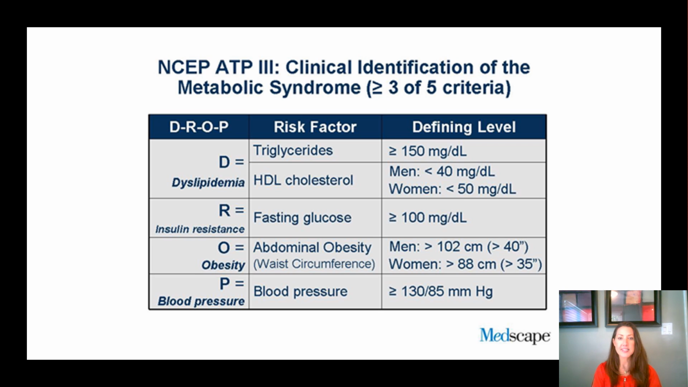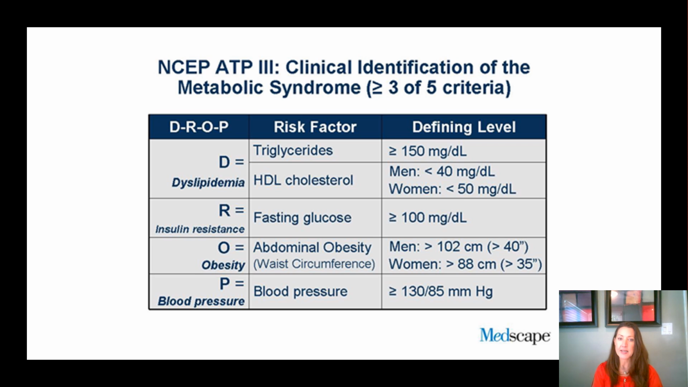And we look at dyslipidemia, so triglycerides and HDL cholesterol. So if your triglycerides are above 150 milligrams per deciliter, or looking at HDL, if your HDL is low, so less than 40 for male, less than 50 for female, if the individual has insulin resistance or an elevated fasting glucose. So the criteria would be a fasting glucose of 100 milligrams per deciliter or greater.